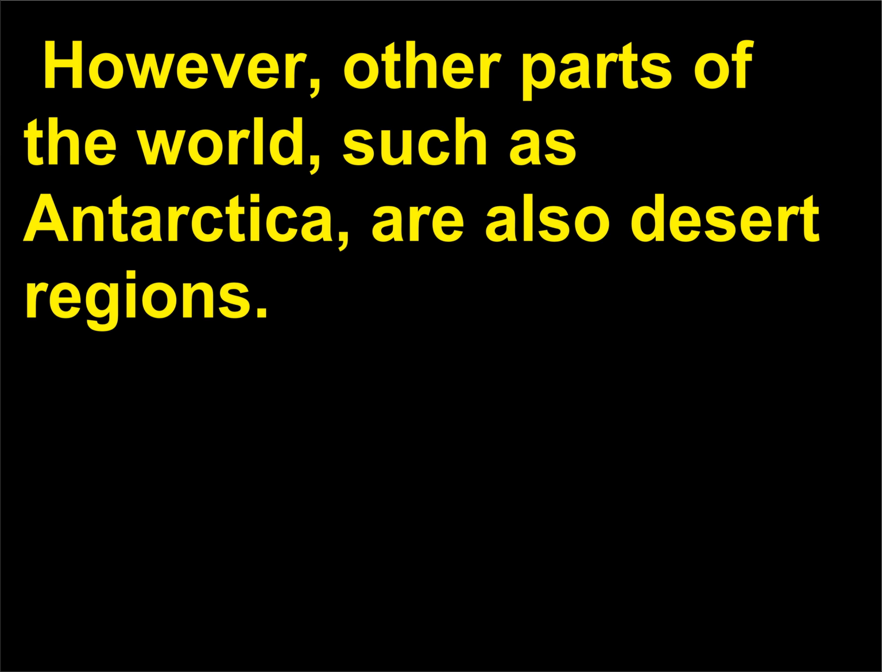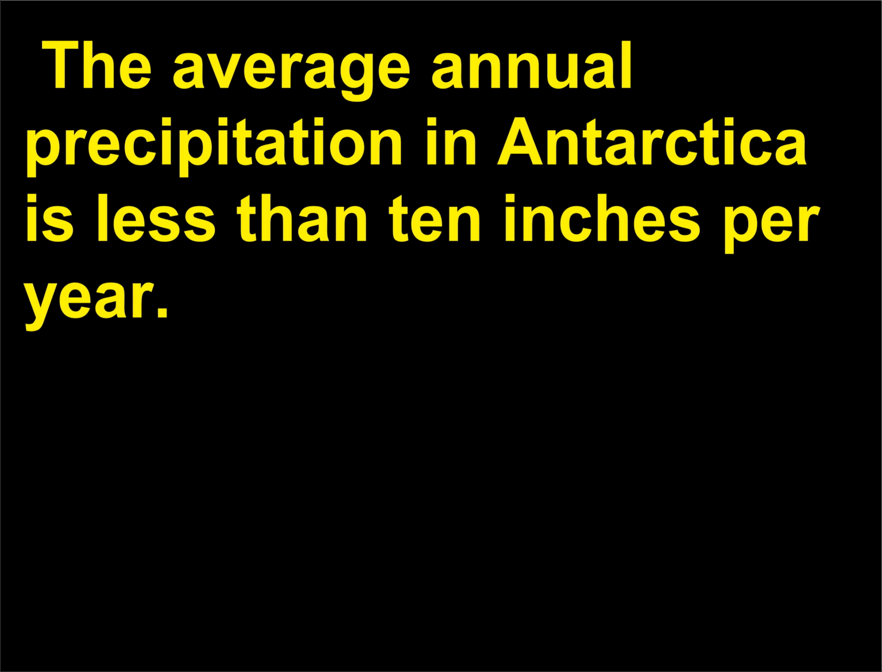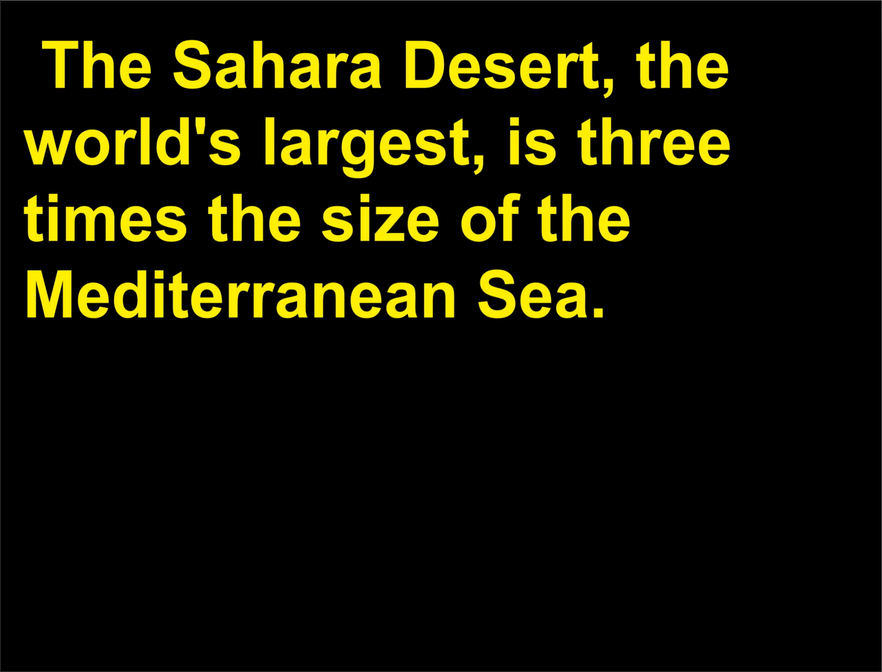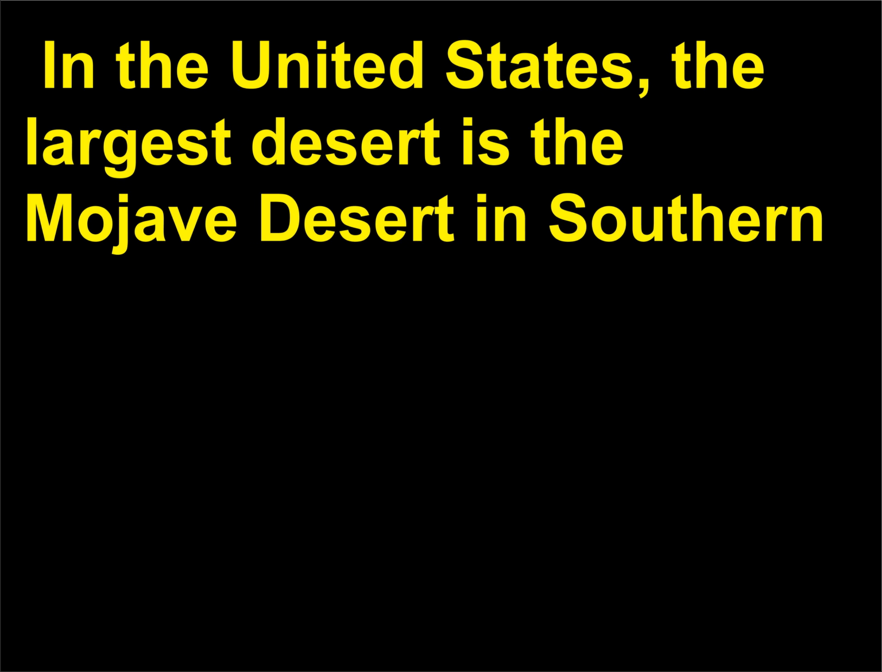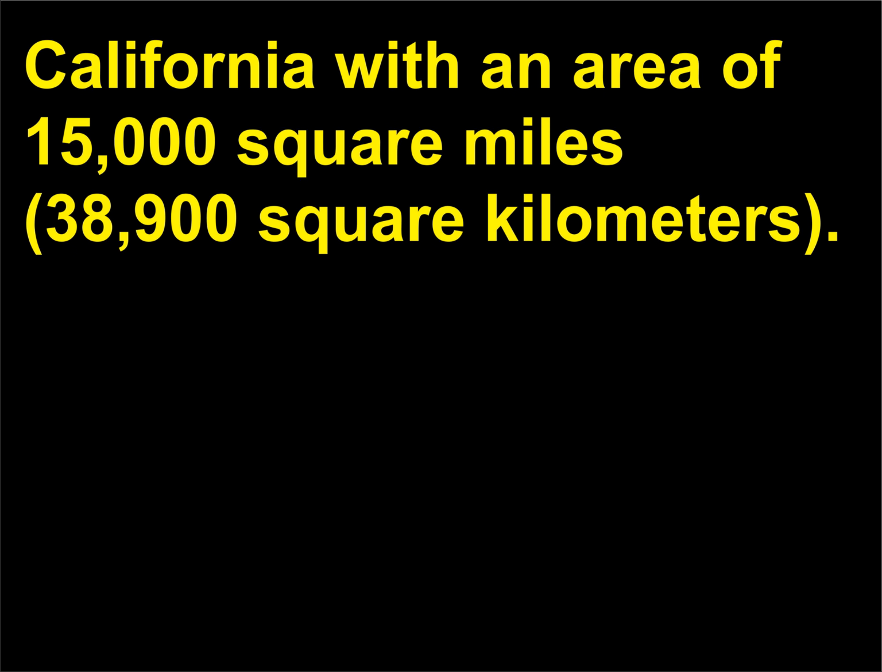However, other parts of the world, such as Antarctica, are also desert regions. The average annual precipitation in Antarctica is less than 10 inches per year. The Sahara Desert, the world's largest, is 3 times the size of the Mediterranean Sea. In the United States, the largest desert is the Mojave Desert in southern California with an area of 15,000 square miles, 38,900 square kilometers.